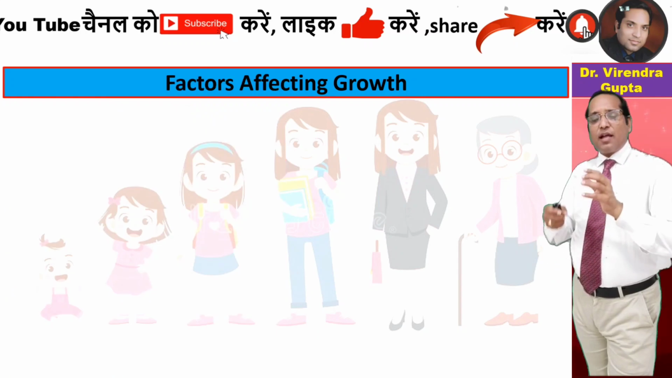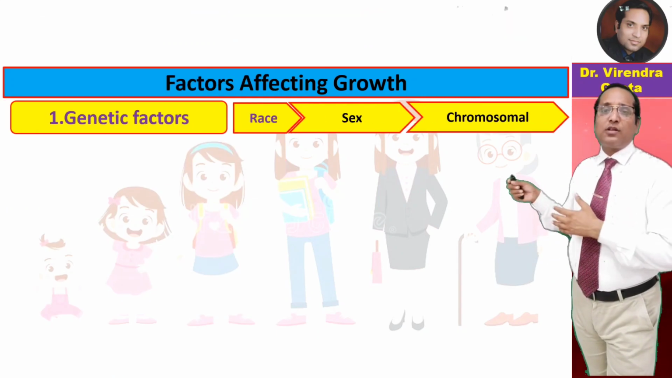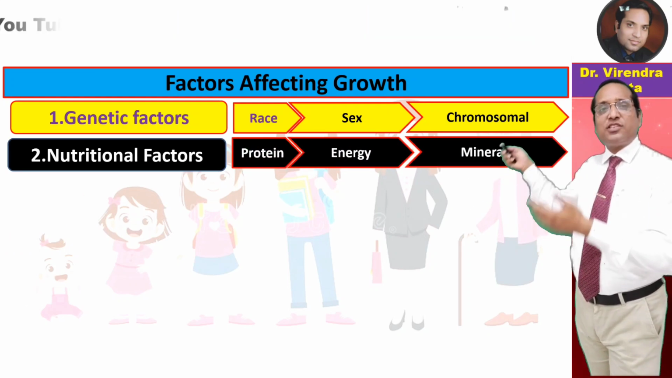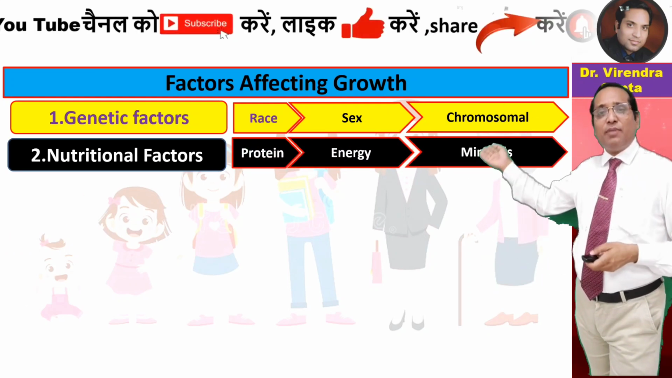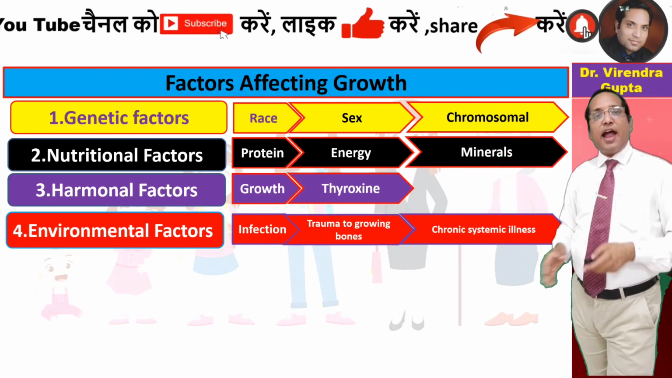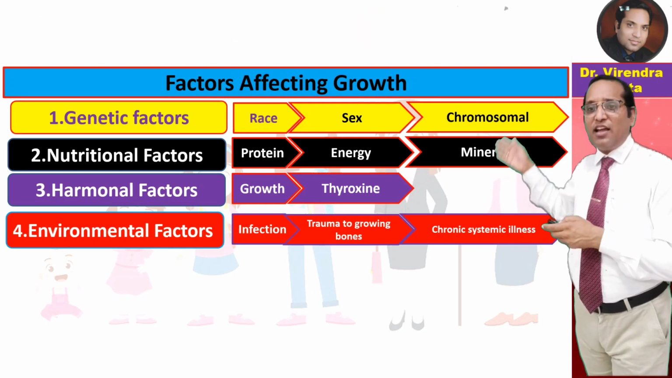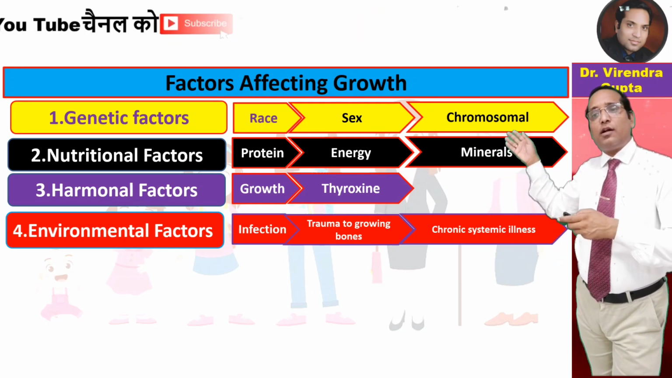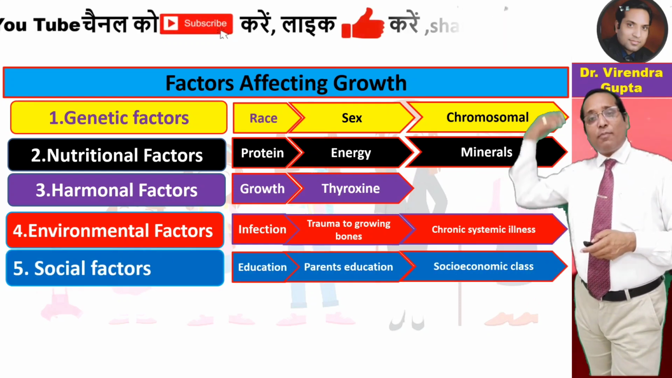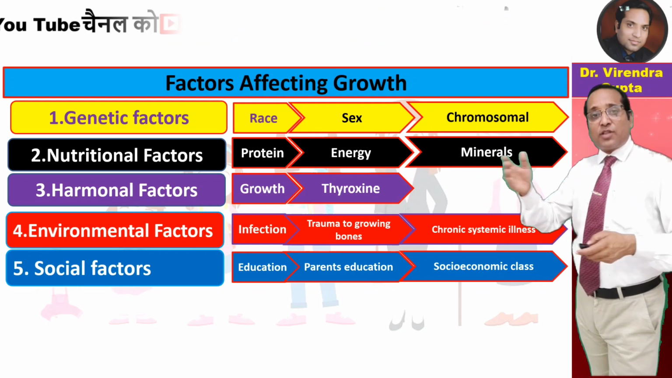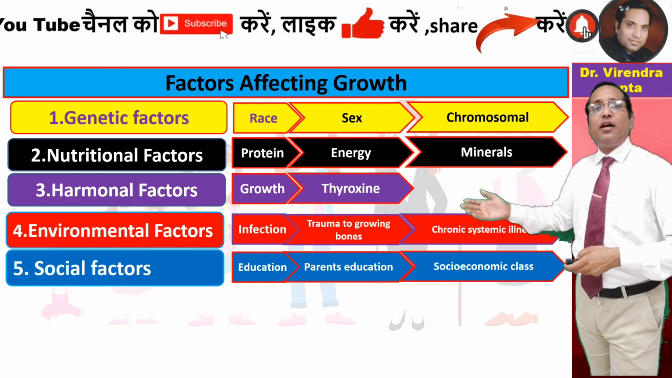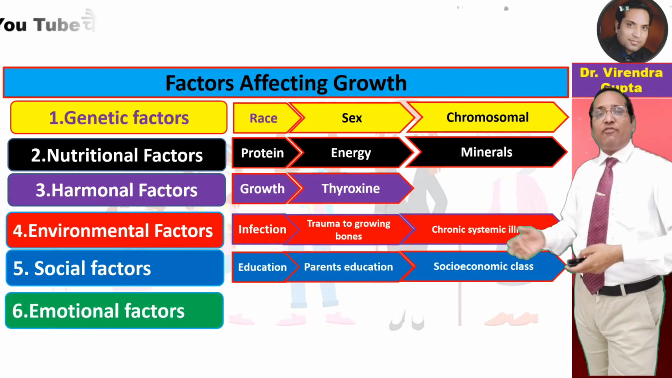So guys, the factors affecting growth are the genetic factors, including race, sex, and chromosomes; nutritional factors, which are protein, energy, and minerals; and hormonal factors, which are growth hormone and thyroxine. Environmental factors also affect growth, such as infection, any trauma to the growing bones, or chronic systemic illness of the child or mother. Social factors include the parents' education, child's education, or socioeconomic class of the family, any emotional factors, and any seasonal variation.